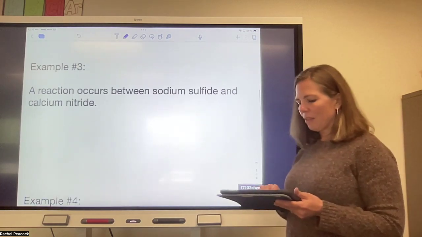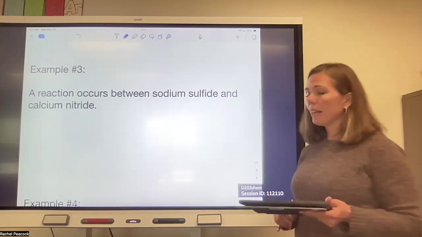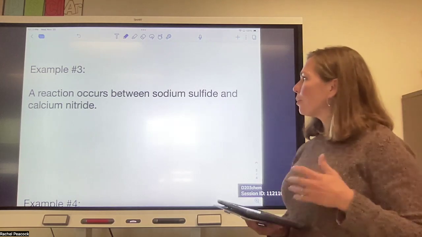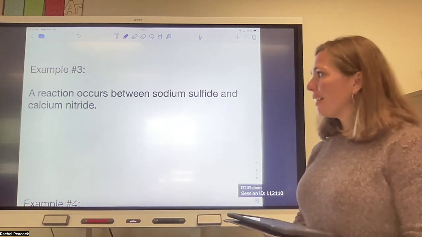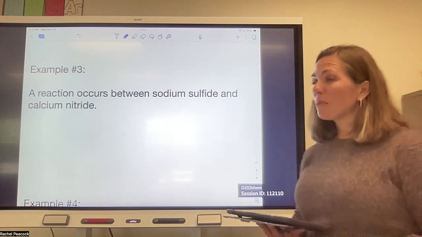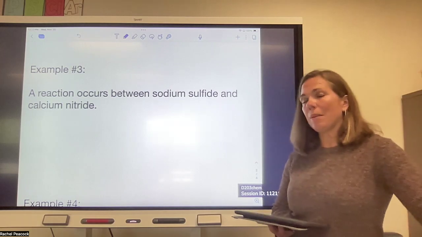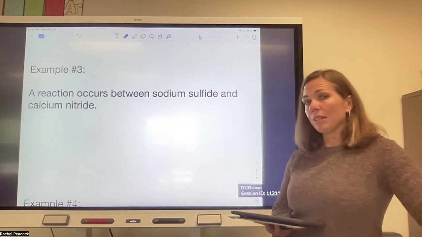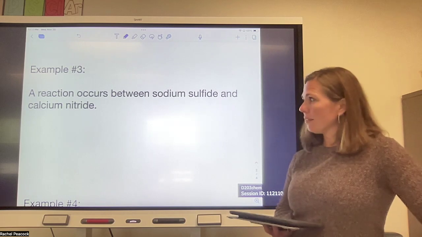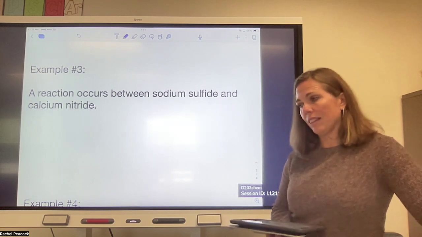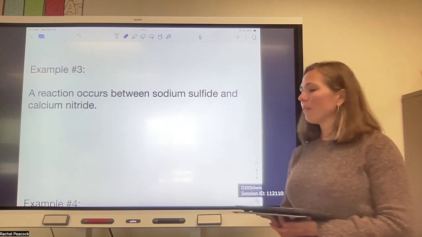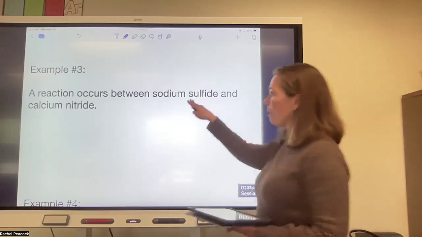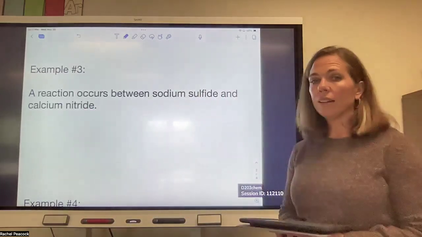All right, now let's look at 3. 3 is a little harder because 3 just says a reaction occurs between sodium sulfide and calcium nitride. Okay, so this one is not telling you what type of reaction it is. You're going to have to figure that out for yourself. So the first thing I would do is write the formulas for the 2 substances we're given in the problem, because that will help us figure it out. So again, go ahead, pause the video, and write the formulas for sodium sulfide and calcium nitride.